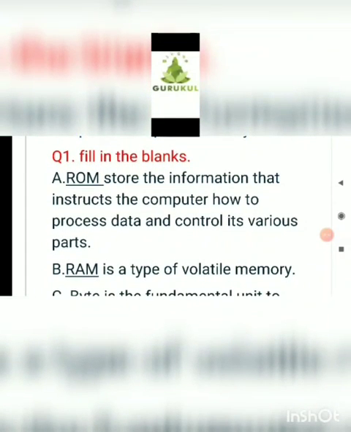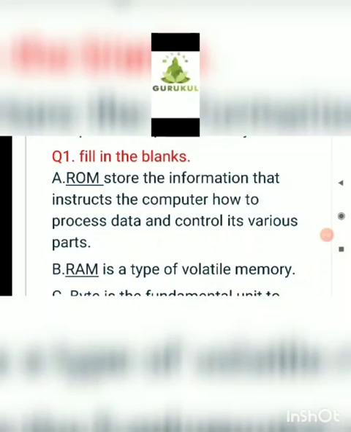Before that kids, I would like to give you one instruction. What you have to do is copy down all the questions and answers, including fill-ups, true or false, brief, all those things, in the computer notebook with proper numbering and proper handwriting. So first one, fill in the blanks.